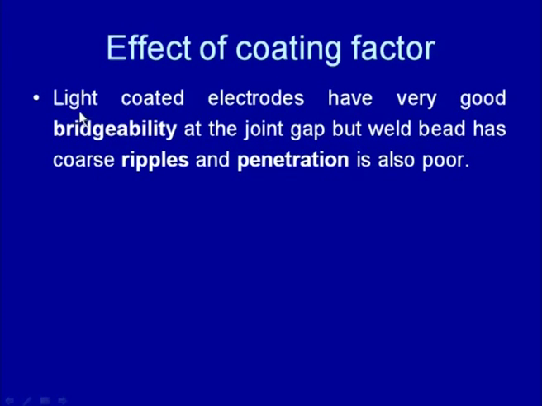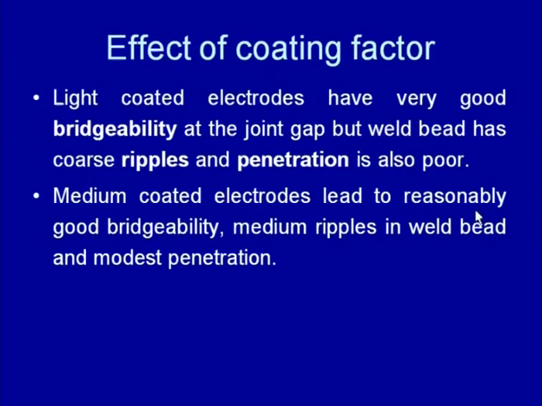For example, light coated electrodes have good bridgeability at the joint gap, but the weld bead has coarse ripples and the penetration is also poor. So, this is the effect of the light coating on the electrode, which is measured using the low coating factor, that is in the range of 1.2 to 1.4, as we have seen in this slide.